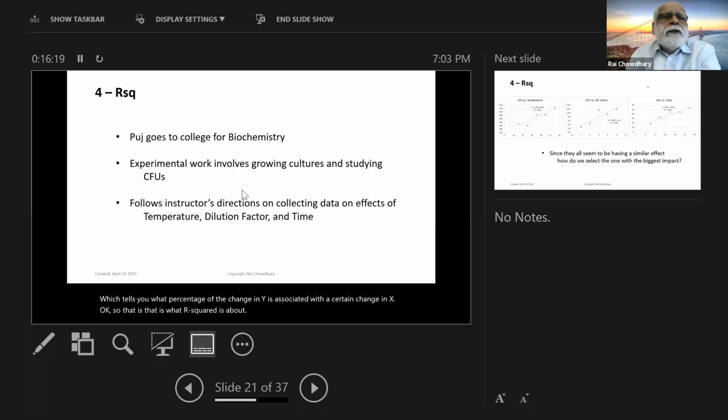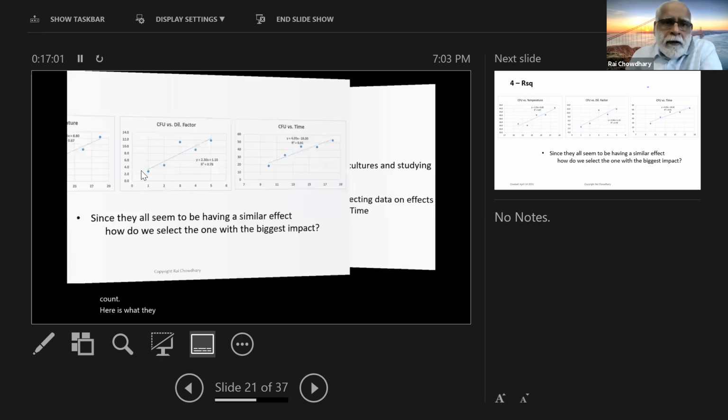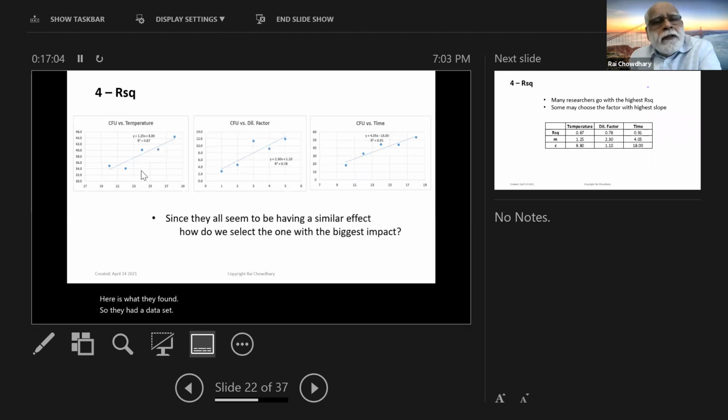So let us see what happens when we do this with R squared. In this particular case, they were studying the effect of different variables in the solution on the colony forming units, which is a measure of the bacterial activity. They were trying to find out which particular factor is the key factor in promoting CFUs or controlling CFUs. The idea was to study temperature, dilution factor of the solution, and time. These are typical factors which affect the total number of CFU count. Here is what they found. They had a data set. It was an exploratory study, so the data set is very small.